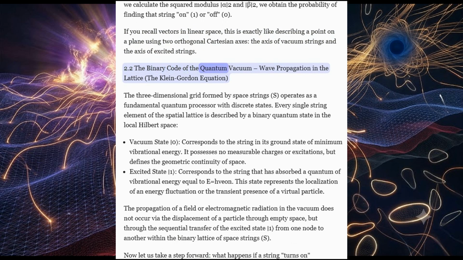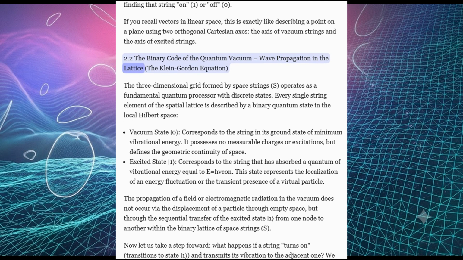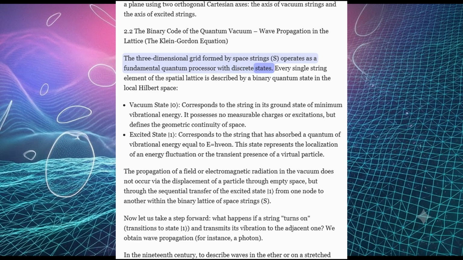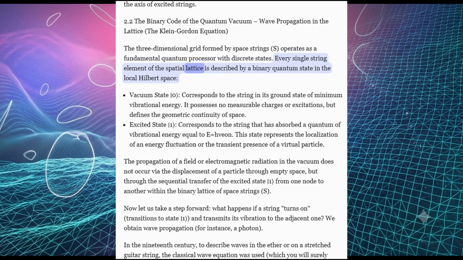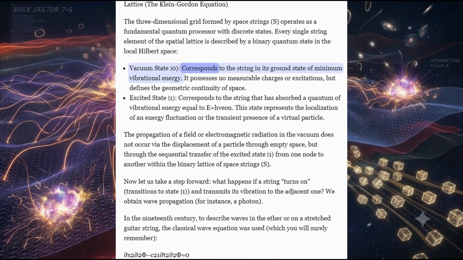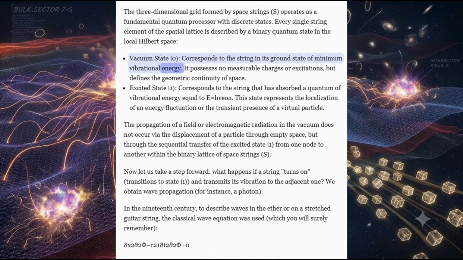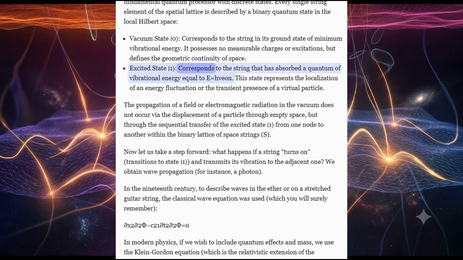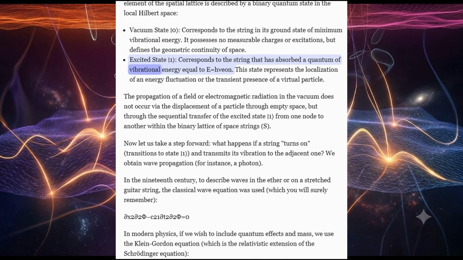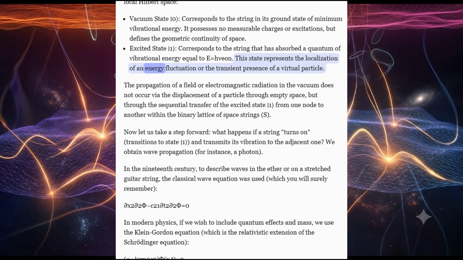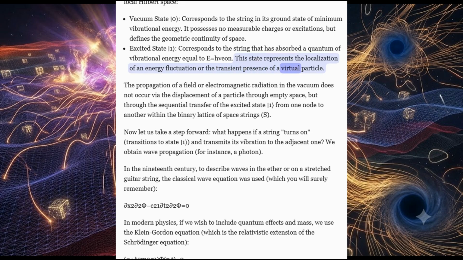2.2. The binary code of the quantum vacuum, wave propagation in the lattice. The three-dimensional grid formed by space strings operates as a fundamental quantum processor with discrete states. Every single string element of the spatial lattice is described by a binary quantum state in the local Hilbert space. Vacuum state |0> corresponds to the string in its ground state of minimum vibrational energy. It possesses no measurable charges or excitations, but defines the geometric continuity of space. Excited state |1> corresponds to the string that has absorbed a quantum of vibrational energy equal to h ν0. This state represents the localization of an energy fluctuation or the transient presence of a virtual particle.